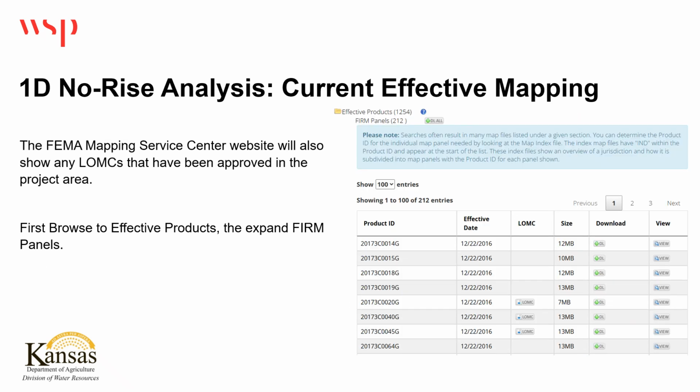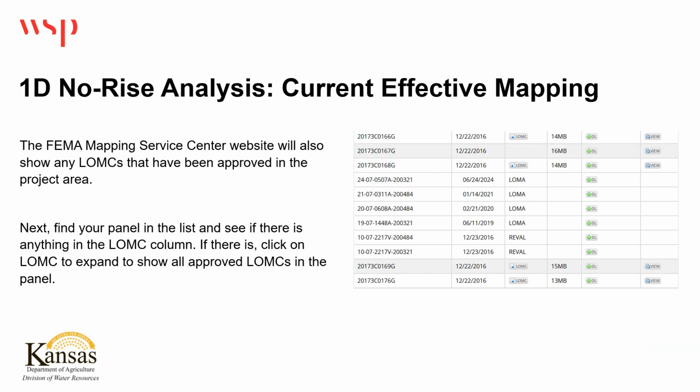While we're on the FEMA Mapping Service Center website, we can also check to see if there are any letters of map change that have been approved in our project area. So on the FEMA Mapping Service Center, you can browse to effective products and expand that out, and it'll have a list of all the FIRM panels in our area. If we scroll down to the panel that our project site is in here, we can see in the letter of map change column if there are any letters of map change in this panel.